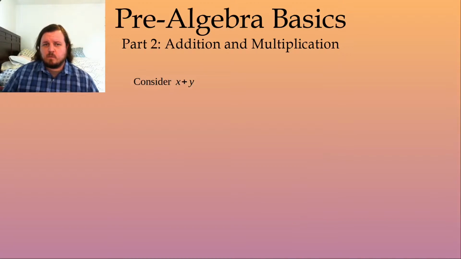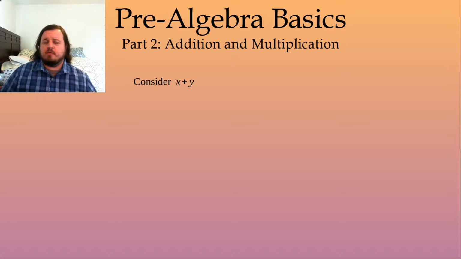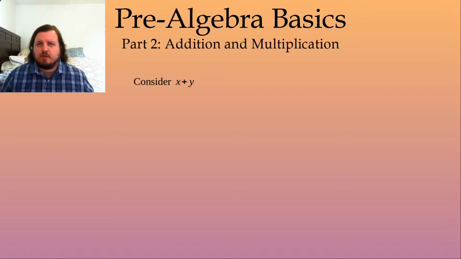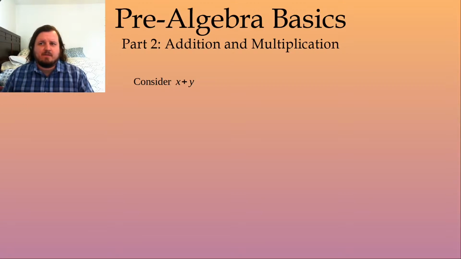Today we're going to work on addition and multiplication properties, in other words the properties of arithmetic. But before we do that, I want you to consider the following expression, which is just x plus y. Very simple expression. This is nothing more than the sum of two numbers, or two terms, right? So x and y are terms. They're trying to add together.